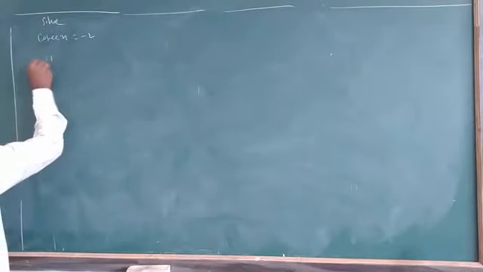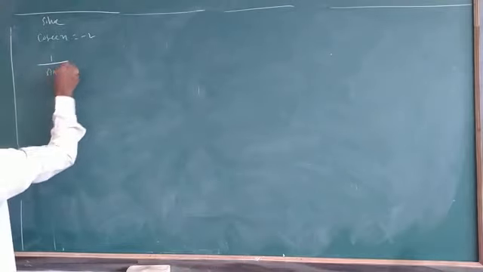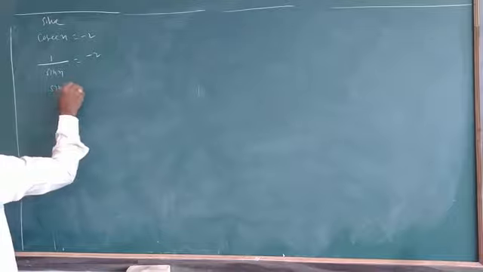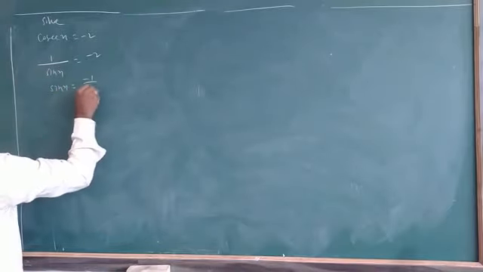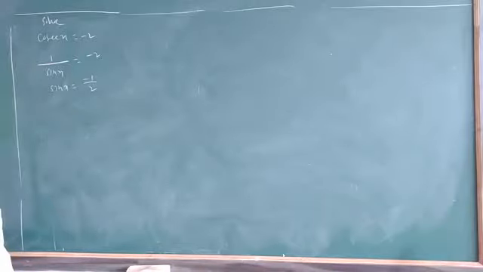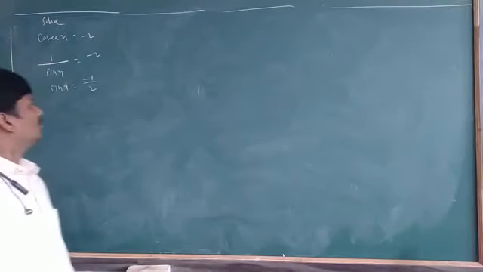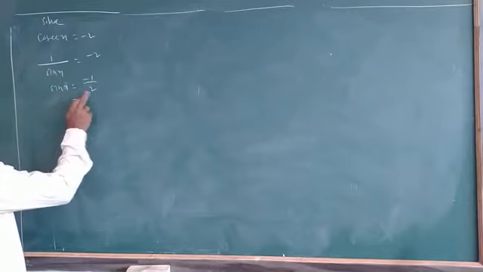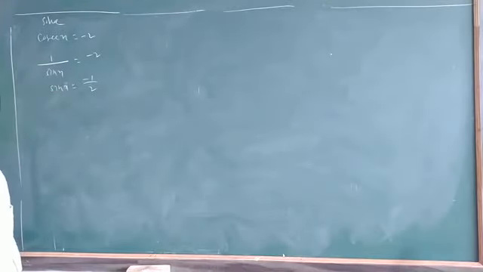Cosecant x means 1 by sin x is equal to minus 2. So what is sin x here? By cross multiplication, minus 1 by 2. Sin x is equal to minus 1 by 2. Sin x is equal to which form? Sin x is equal to k form.